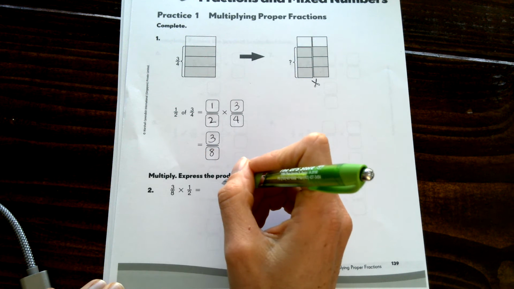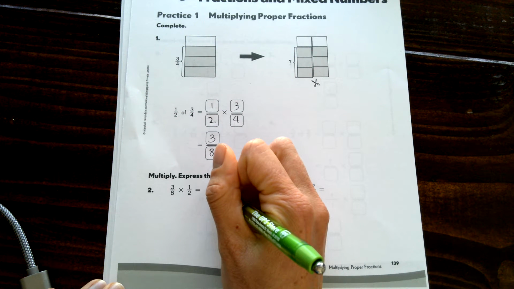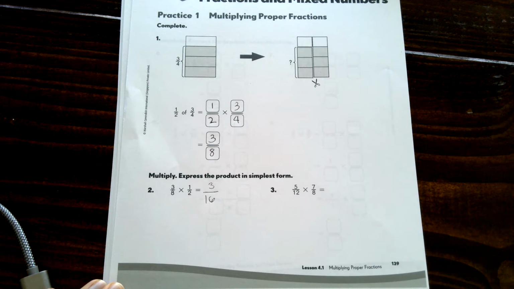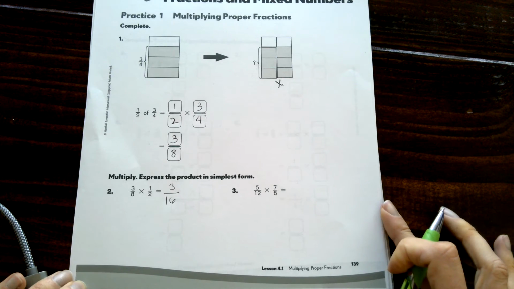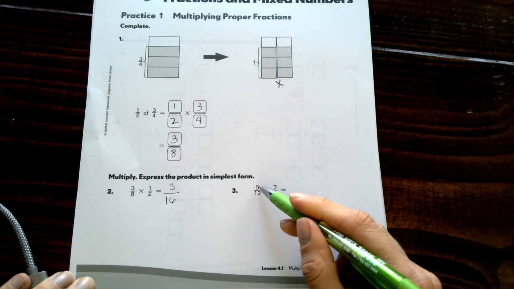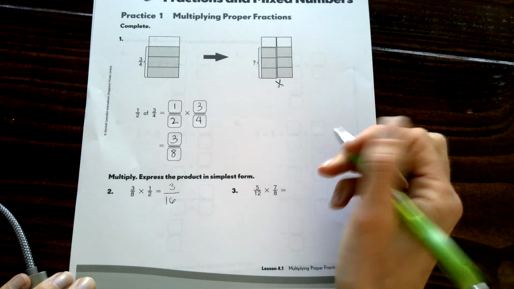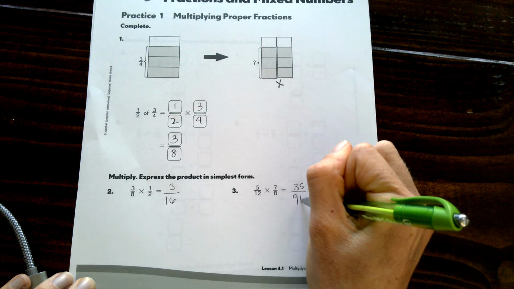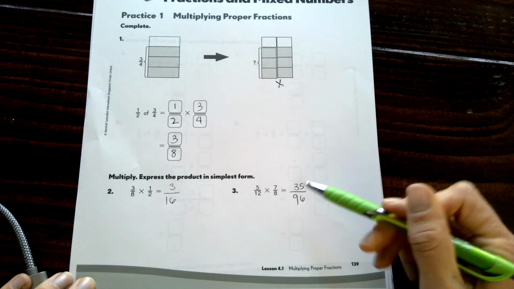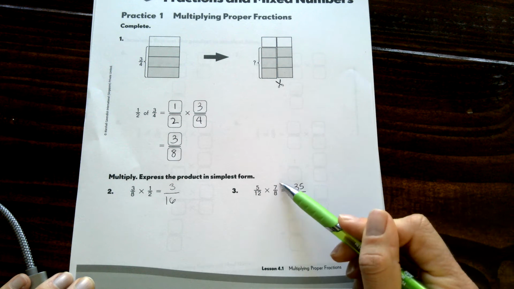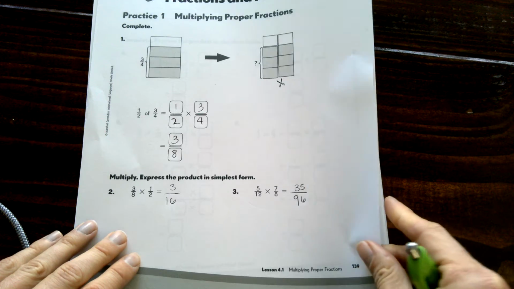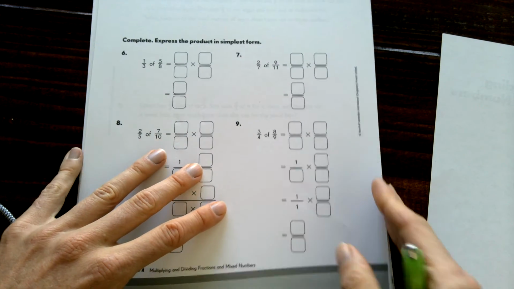All right, down here at the bottom, 3/8 times 1/2. I'm going to multiply straight across. 3 times 1 is 3. 8 times 2 is 16. 3/16. All right, same idea with this one. Multiply straight across. 5 times 7 is 35. 12 times 8 is 96. Now, I know that this can't be simplified because nothing within my factors can be simplified. Okay, moving on to the next page here.